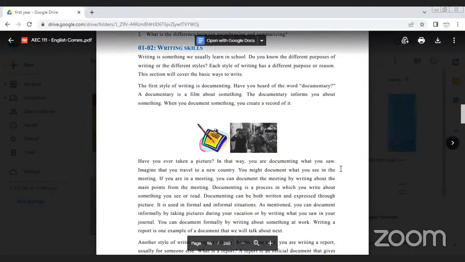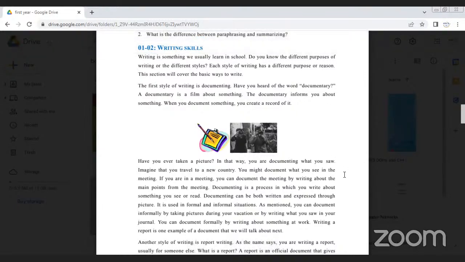Have you ever taken a picture? In that way, you are documenting what you saw. Imagine that you travel to a new country. You might document what you see. If you are in a meeting, you can document the meeting by writing about the main points from the meeting. Documenting is a process in which you write about something you see or read.